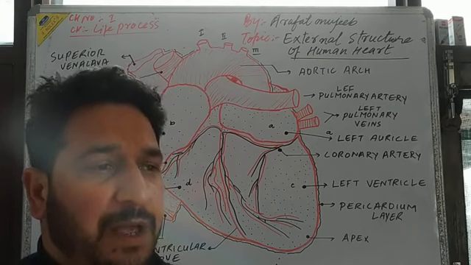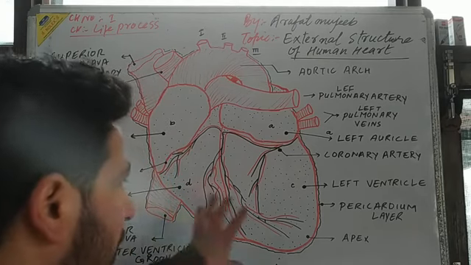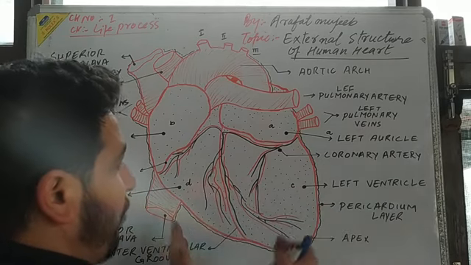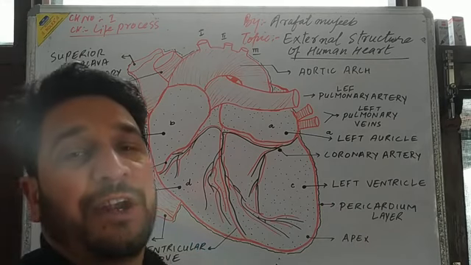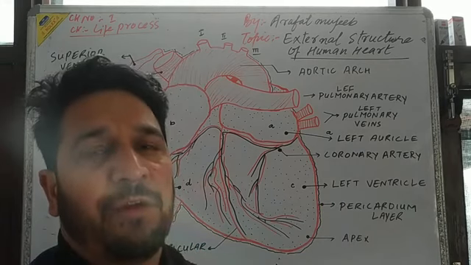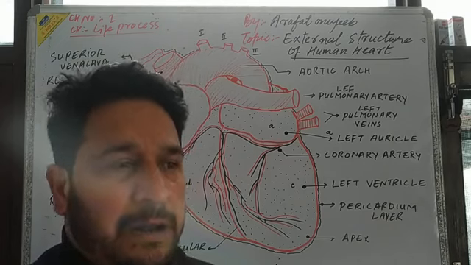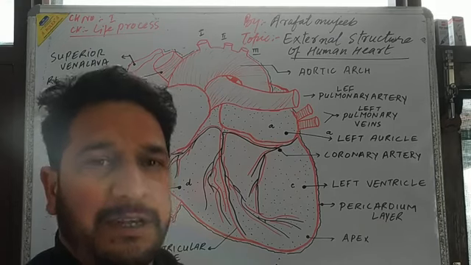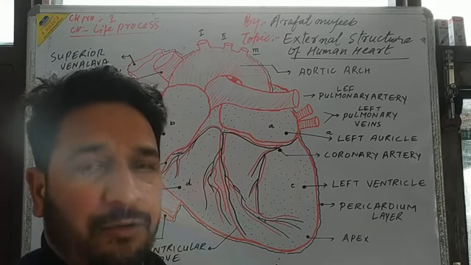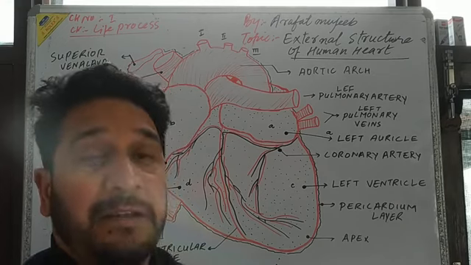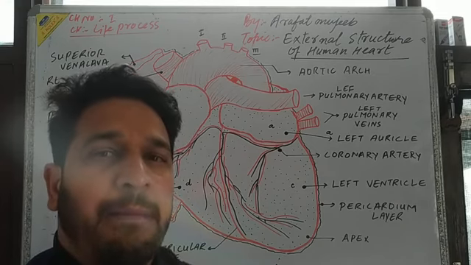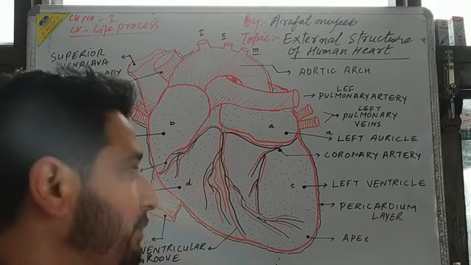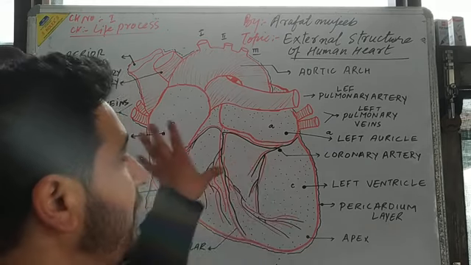The base part of the heart is broad, and it rests on the diaphragm in the thoracic cavity. The diaphragm is part of the thoracic cavity. In the thoracic cavity there is a space towards the left where the heart stays, and that space is known as the mediastinum. The mediastinum is for the placement of the heart.